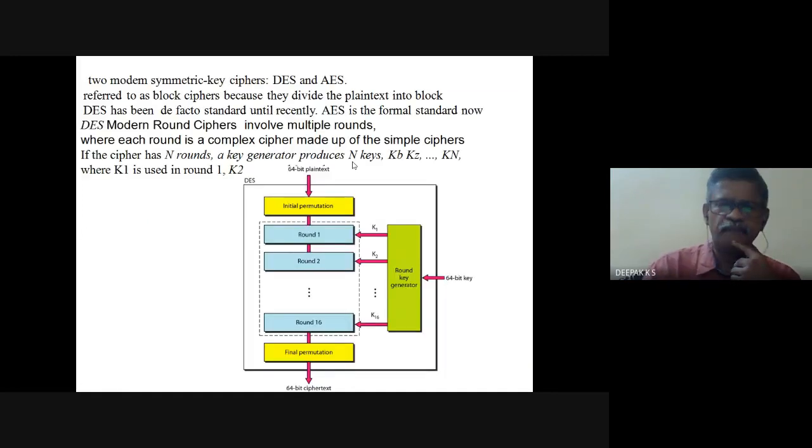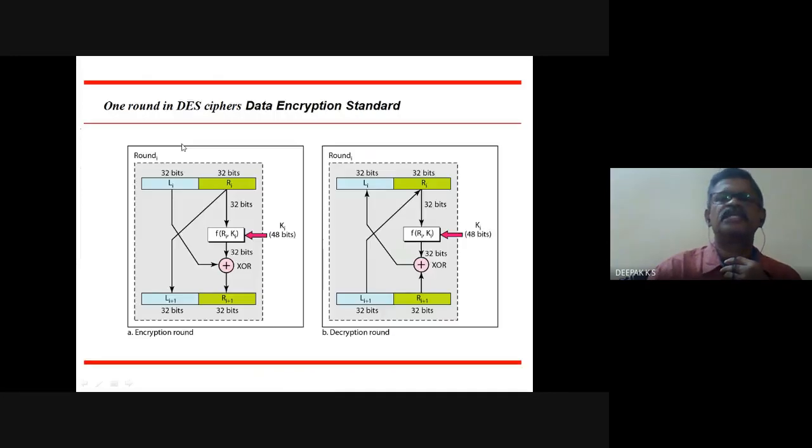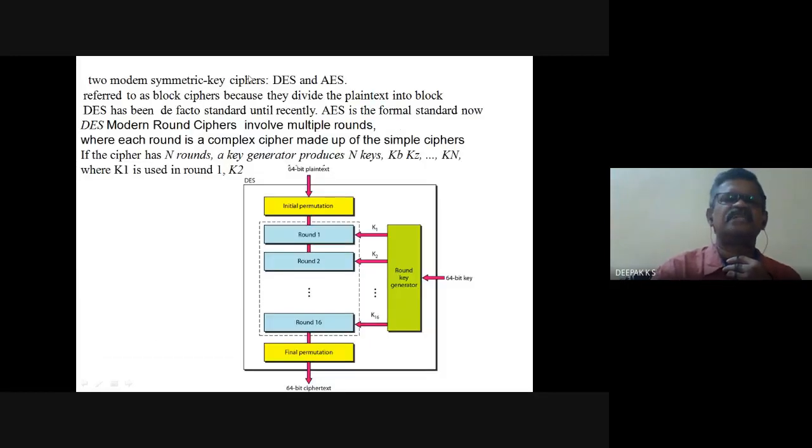Now a little bit advanced ciphers. Two modern symmetric key ciphers. Symmetric key means there is a secret key, which is communicated from the sender to the receiver. One is DES, the Data Encryption Standard. I have written the name here. Data Encryption Standard. So that is DES.